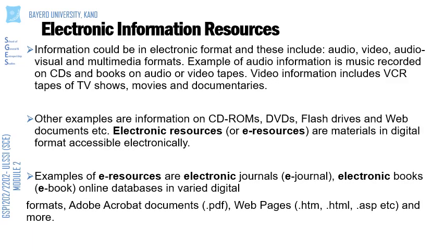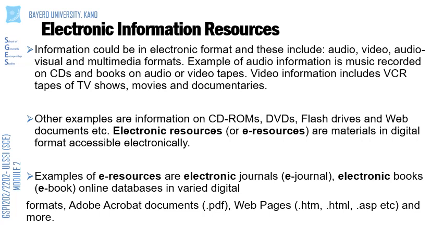The other type, the electronic information resources, are in electronic format, and this includes audio, video, and multimedia formats. An example of audio information is music recorded on CDs or audio tapes. Video information includes VCR tapes and TV shows, movies, and documentaries. Other examples are information on CD-ROMs, DVDs, flash drives, and web documents, etc.